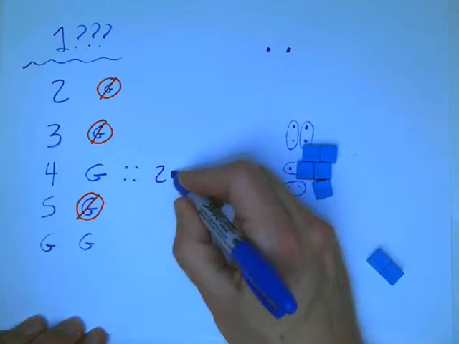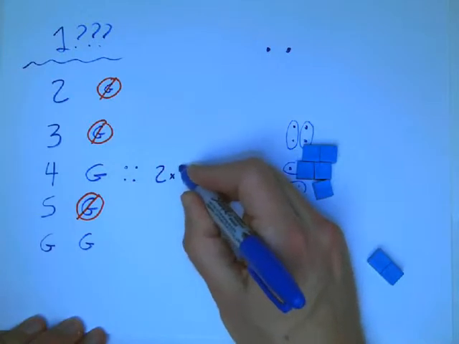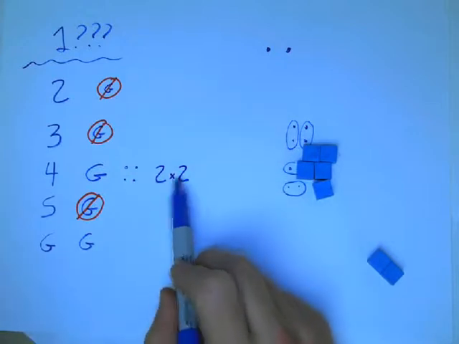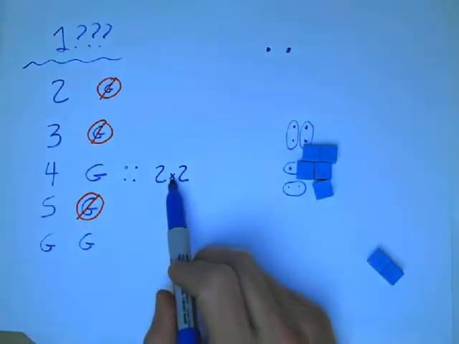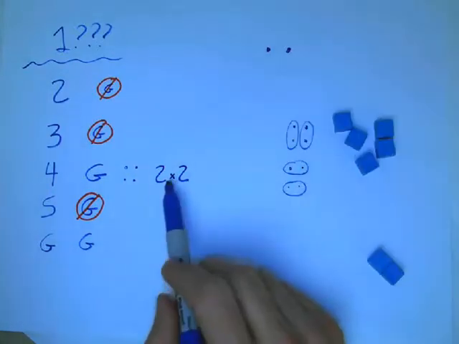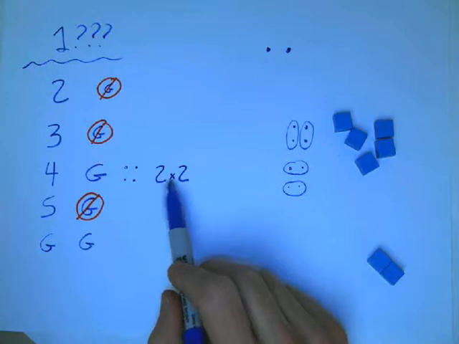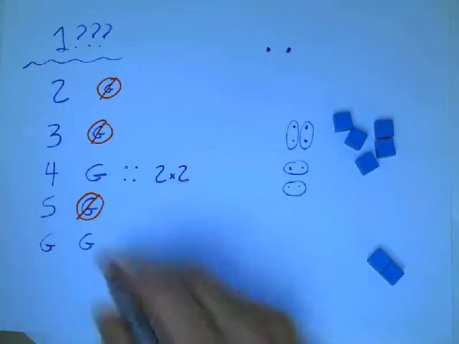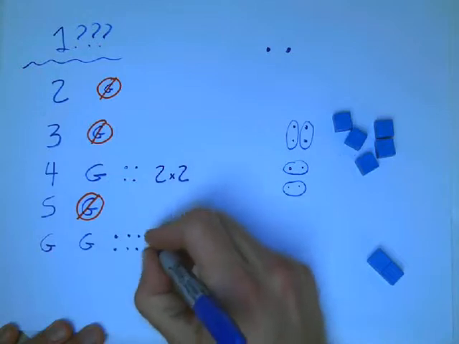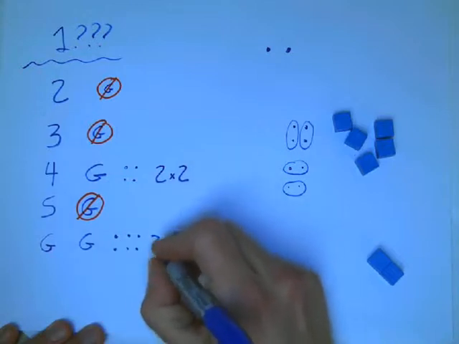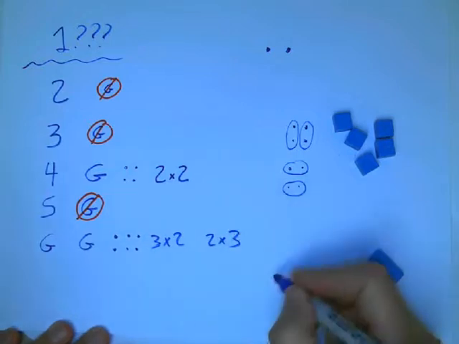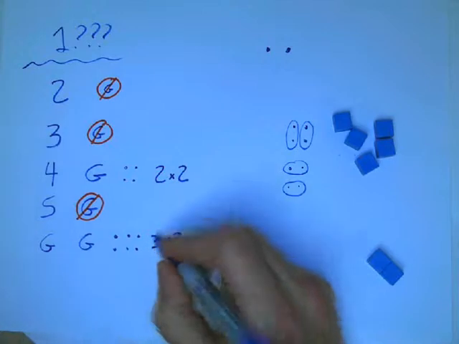The way I'm going to say 2 groups of 2 is I'm going to write down the number for how many groups there are, and a little x. And that really you can read as 2 groups of 2. And the little x, for some reason, later to be determined, stands for groups of. 2 groups of 2. And this one was 3 groups of 2, or 2 groups of 3.